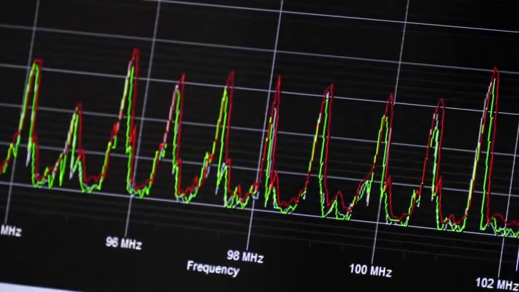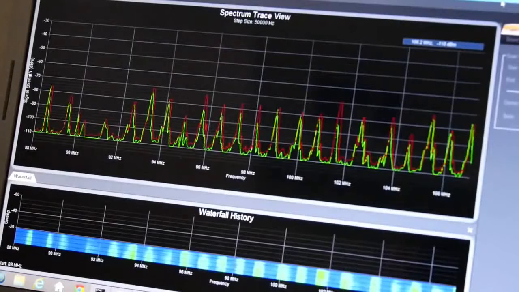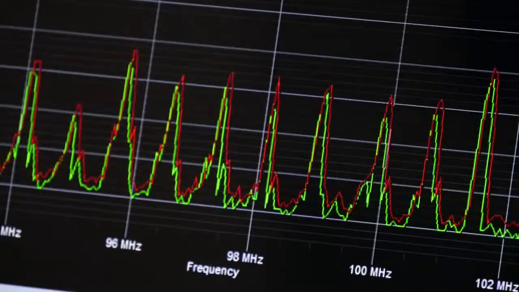Each peak in a spectrum trace represents a transmitted signal. Here, you can see the spectrum trace of the FM band from 88 to 108 MHz. Each peak represents a different broadcast station transmitting an RF signal at a particular frequency.